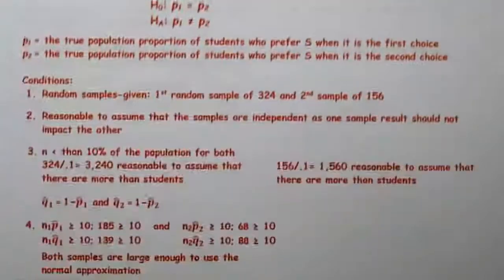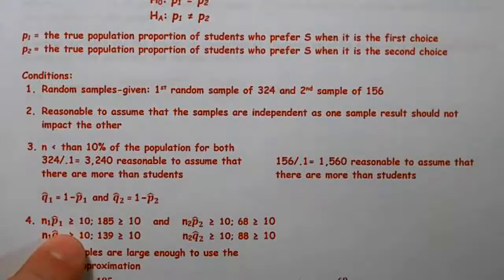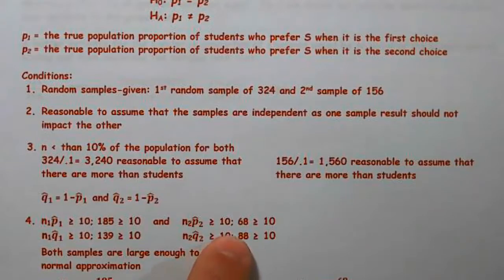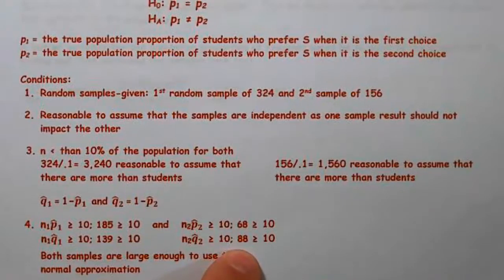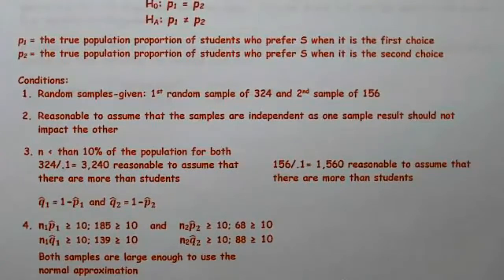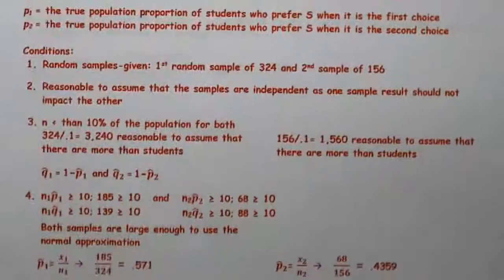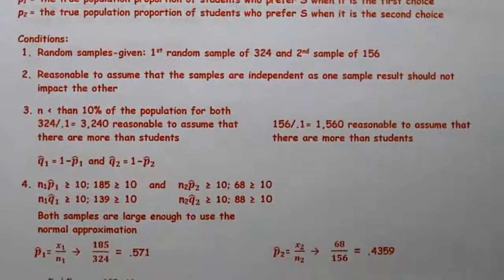Moving along. We've already addressed whether the first sample in part A was big enough to use a normal approximation. But now we need to look at the second. Well, we have 68 in favor of Seinfeld here, and 88 who were in favor of Friends. Both of those are greater than 10, so both samples are large enough. So we can look at this and go, yay, we're big enough to use the normal approximation.